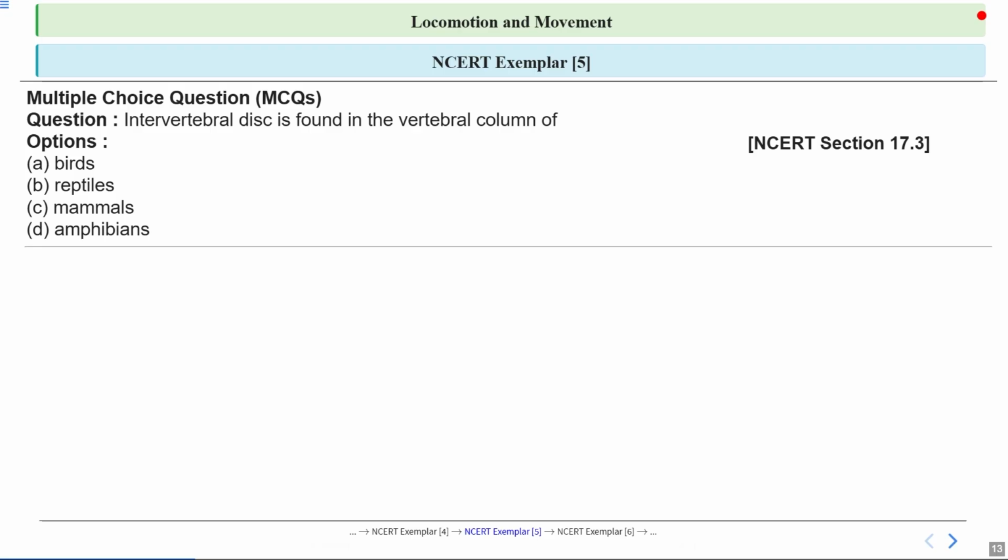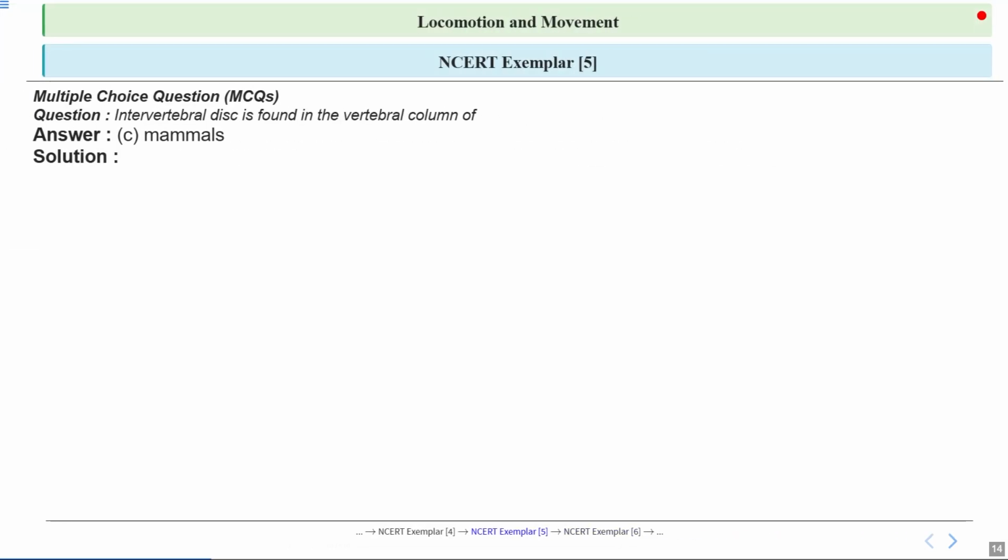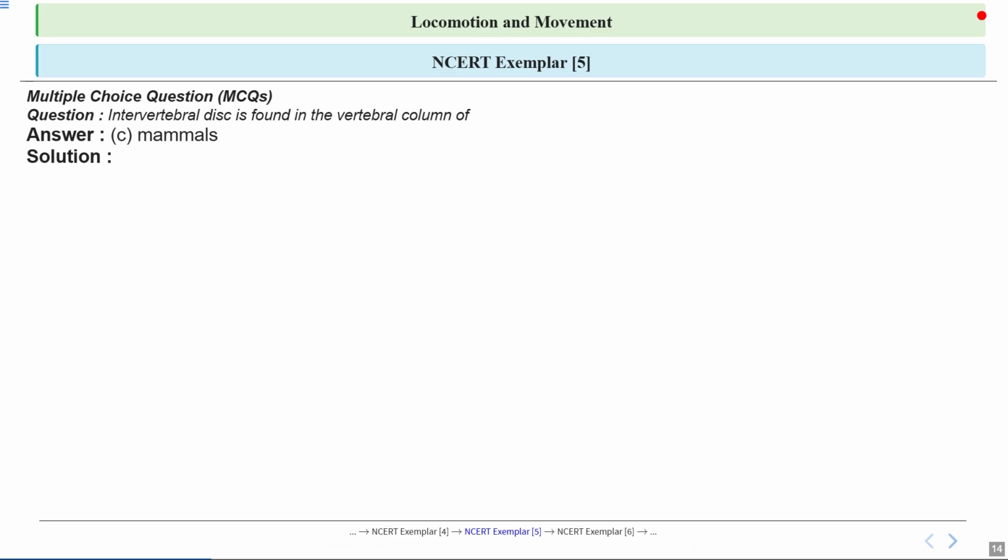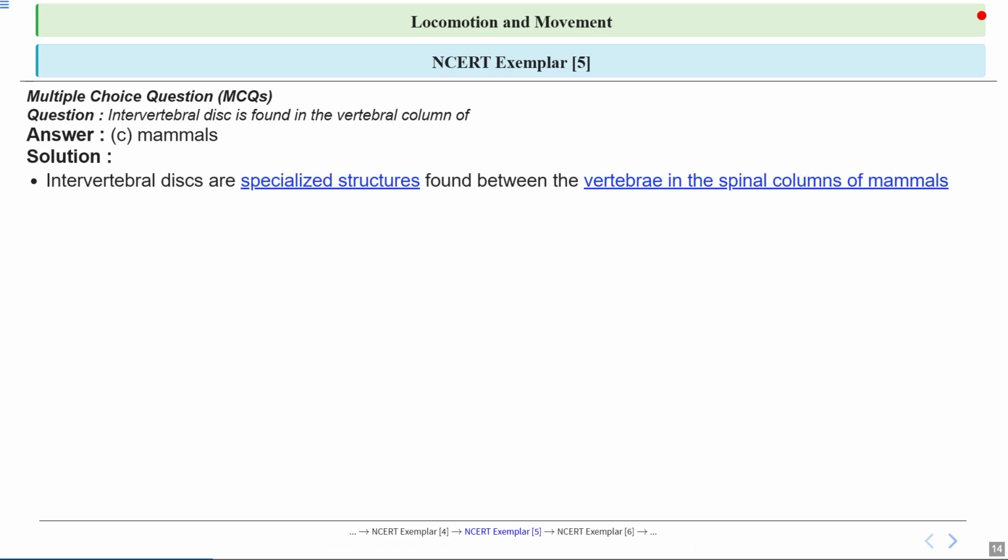This is question number 5, which is MCQ based, and the question is: intervertebral disc is found in the vertebral column of, and we have been given 4 options. Let's see the correct answer. The answer is C, that is mammals. Let's see the answer in detail.